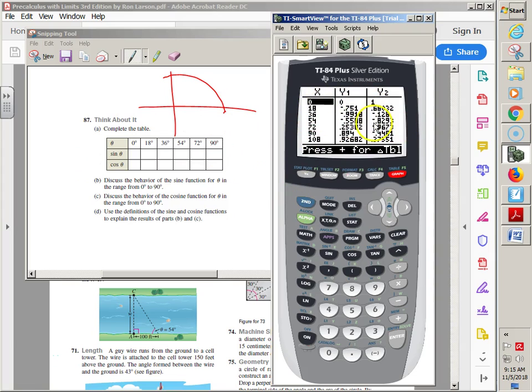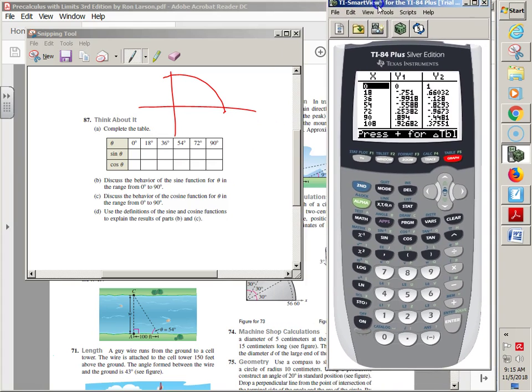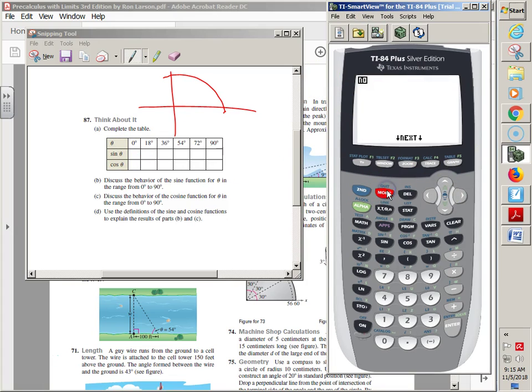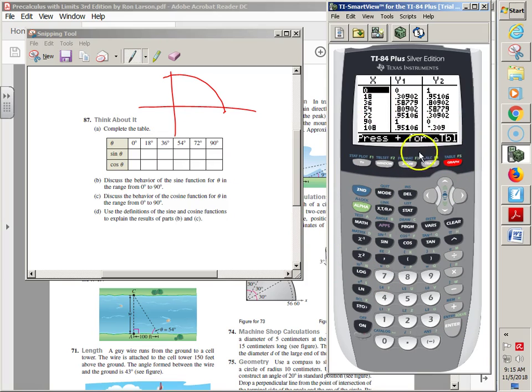So that should have been all of your values for... wait, am I in degree mode? Ooh, that could have been a mess, huh? If you were in radians, you're going to get very different answers because radians measure very differently than degrees. Okay, there we go. I have 0 to 90. 108 I don't care about because they didn't ask for that. They asked me to stop at 90.